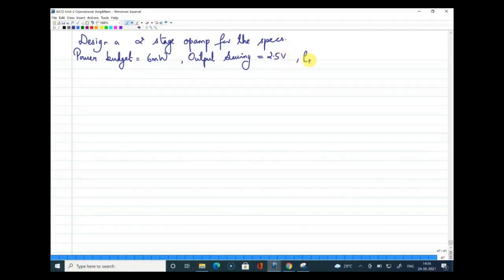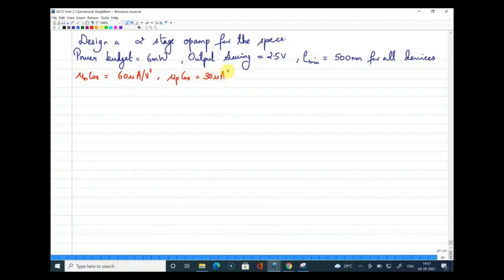You can also take the minimum length of the devices as 500 nanometer. That means the minimum length you can choose for a MOSFET is 500 nm, but you can have any value higher than that, not smaller than that. You can also take the constant values mu n Cox as 60 microamps per volt square and mu p Cox as 30 microamps per volt square.